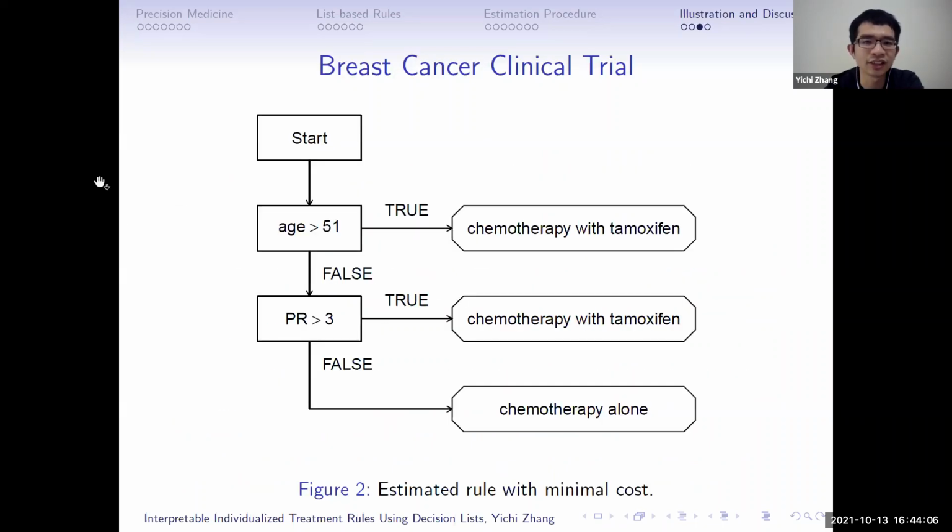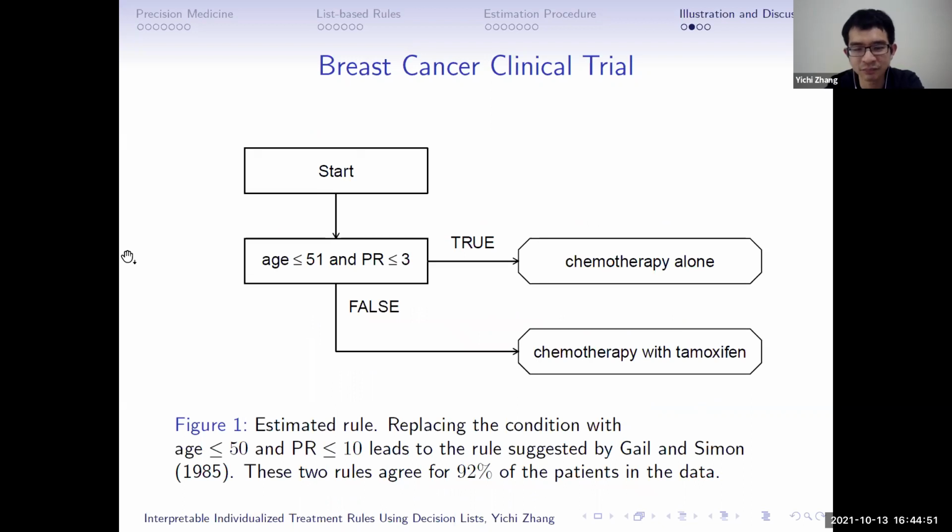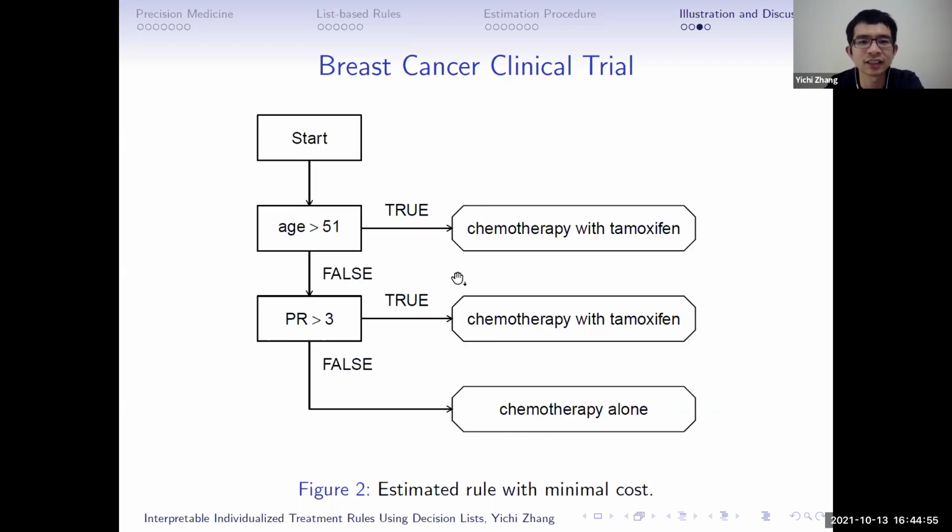If we are concerned about the measurement cost, we could also write this rule in an equivalent form. Basically, we would look at the age first. Age is easy to measure. We just need to ask the patient for their age. So if age is greater than 51, then we immediately know that we should recommend chemotherapy with tamoxifen. Otherwise, we may need to take the lab test and measure the progesterone receptor level. If it is greater than 3, then we will also recommend chemotherapy with tamoxifen. And finally, if both conditions fail, then we would recommend chemotherapy alone. These two diagrams reflect the same rule, but this is more concise, and this reflects slightly fewer measurements.